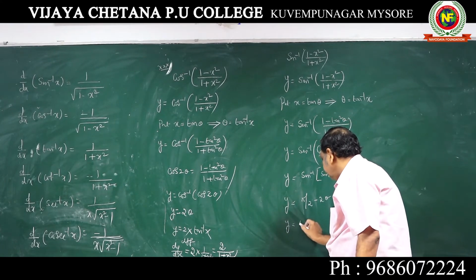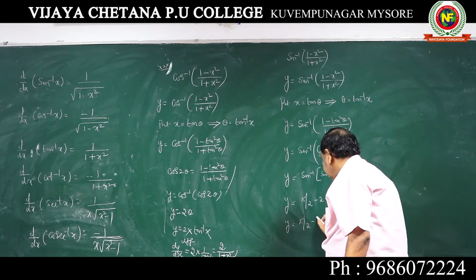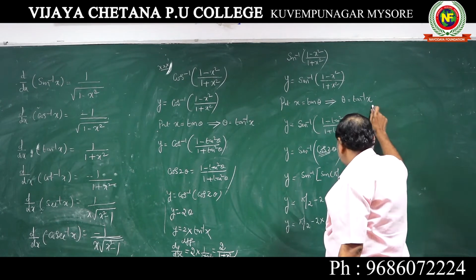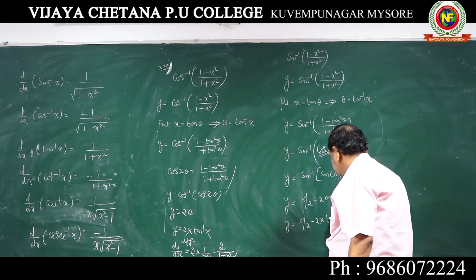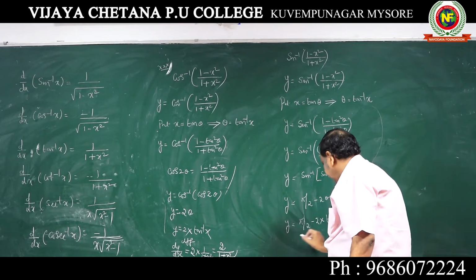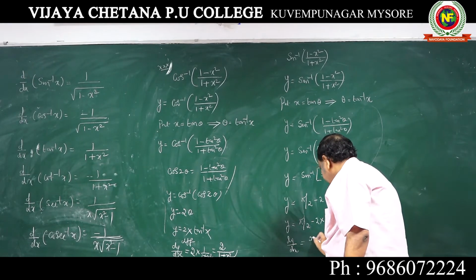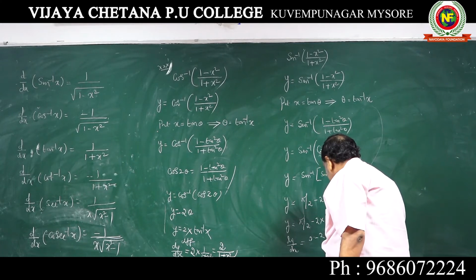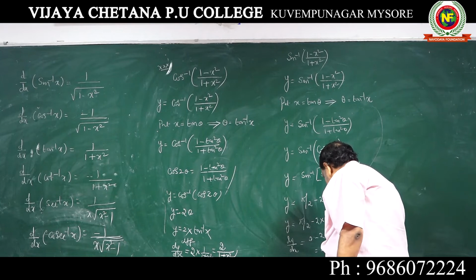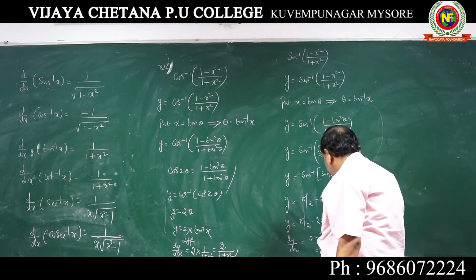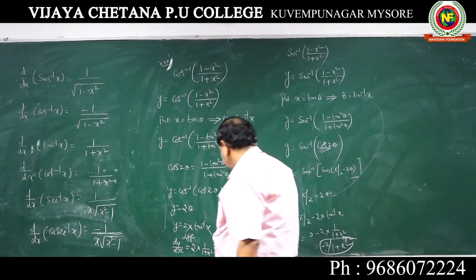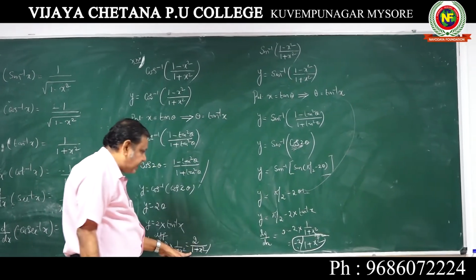Y is equal to, substituting back for theta, pi by 2 minus 2 into theta, and theta is tan inverse x. Now you differentiate: dy by dx is equal to 0 minus 2 into 1 over 1 plus x square, the differentiation of tan inverse x. Answer is minus 2 over 1 plus x square. See the difference: here it is minus 2, there it is plus 2 by 1 plus x square.